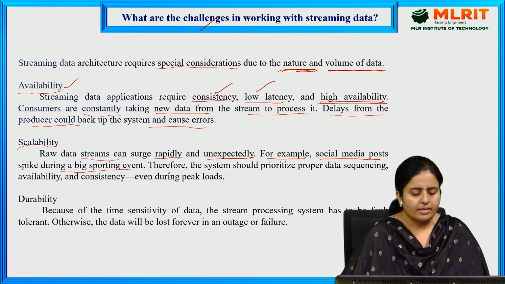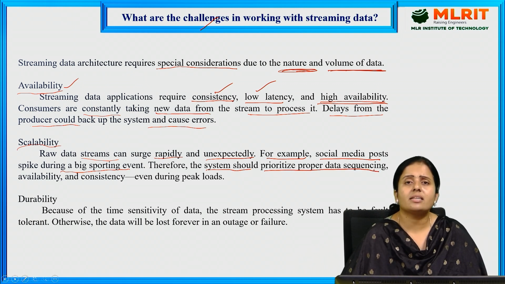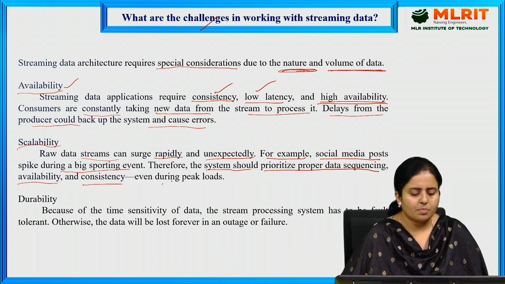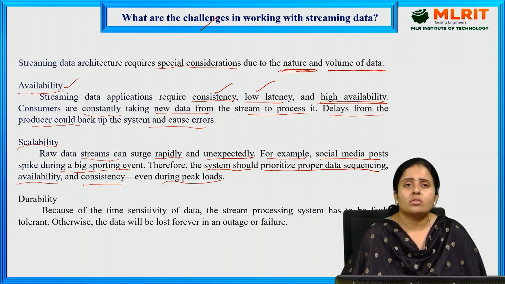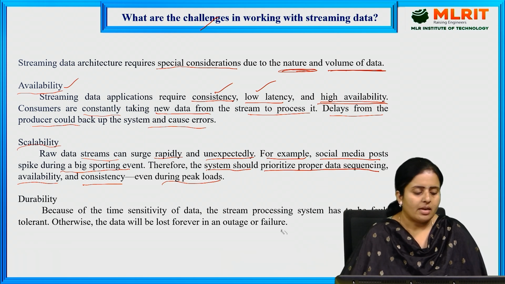Therefore, the system should prioritize proper data sequences. In those scenarios, the system has to prioritize which data is necessary and which is unnecessary, and based on continuous sequencing, ensure availability and consistency even during peak loads. So based on the sequencing and availability, the system has to store properly the data that is coming unexpectedly or rapidly into the system. That is the second challenge.